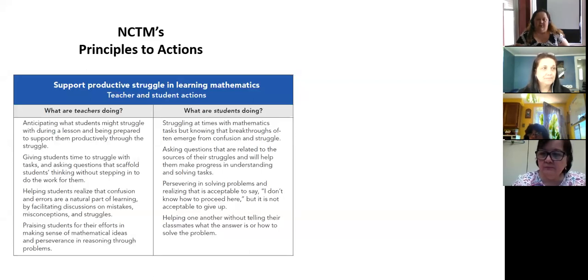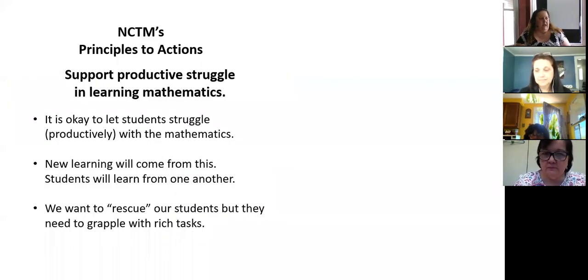We learn how to solve that or get to a solution because we've tried lots of different avenues, and eventually we succeed and we learn from that. So we're looking at that productive struggle. It's okay for students to struggle productively. Now, there is an unproductive struggle, right, where they're just frustrated beyond belief. We get tears and students shut down.